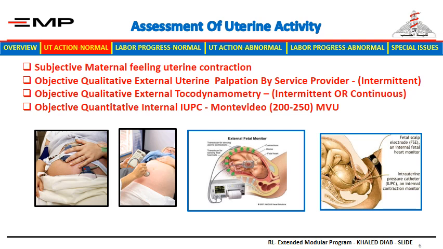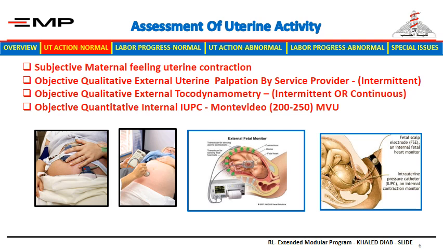In clinical practice, uterine activity refers to the force generated by the contraction of the uterine myometrium. It may be assessed by the simple observation of the mother's pain level, or by palpation of the fundus by the service provider, or external tocodynamometry along with external fetal monitoring.